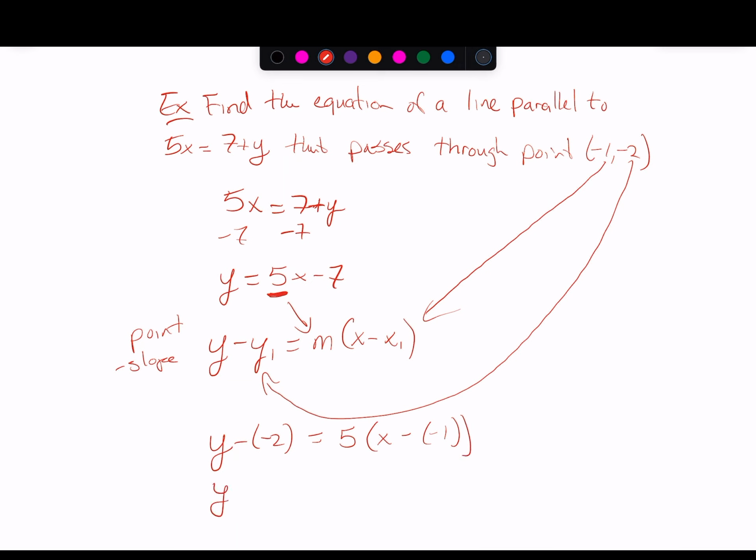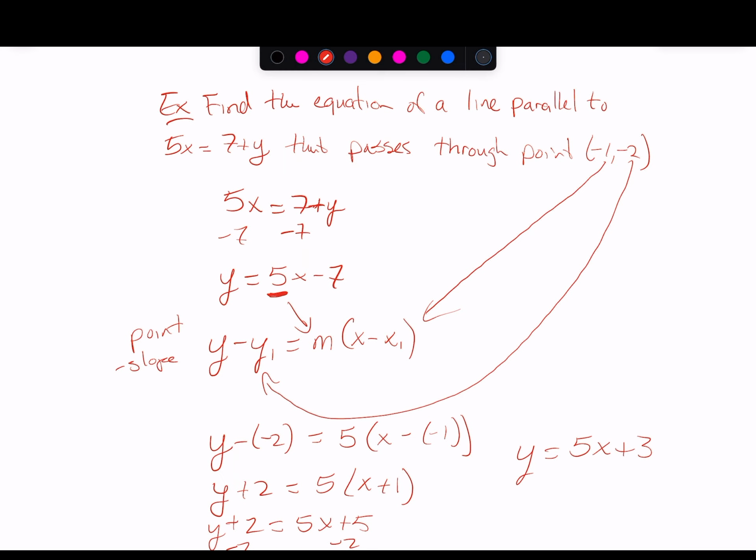Okay, so that gives us y plus 2 is equal to, we'll distribute now, actually I'm going to rewrite one more step, that's x plus 1. So y plus 2 is equal to 5x plus 5. And then I can subtract 2 from both sides, and I get y is equal to 5x plus 3.